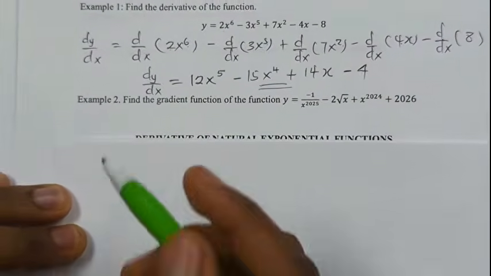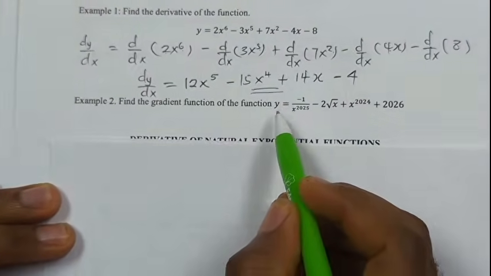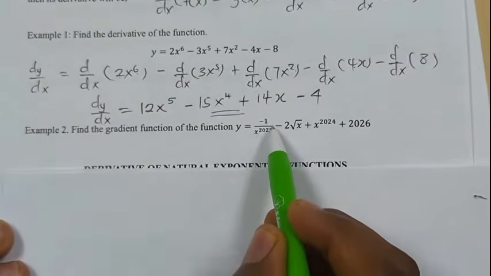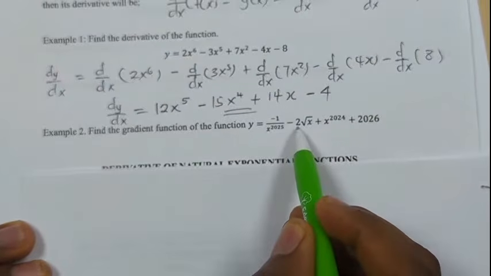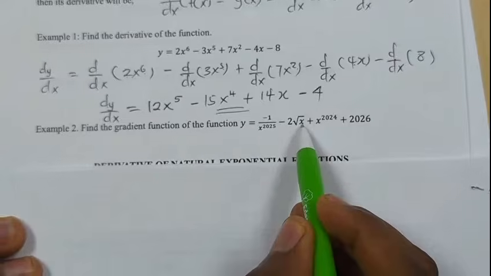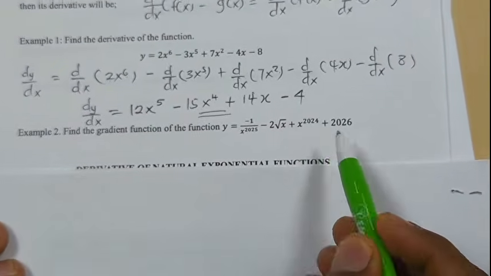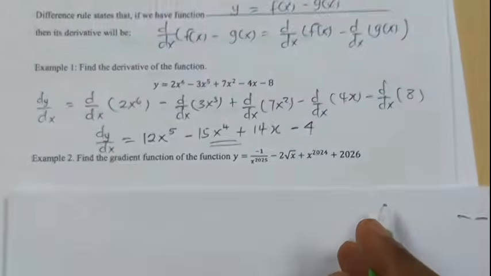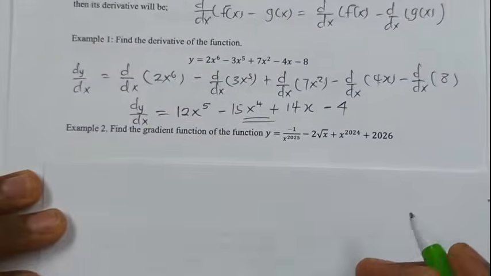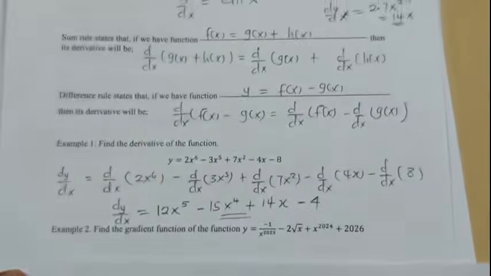So let's look at our second example. The second example is to find the derivative of the function y equal to negative 1 all over x exponent 2025 minus 2x exponent 2 square root of x plus x exponent 2024 plus 2026. So if you look at this function, you think it will be difficult, but combining these rules, we'll be able to differentiate it easily.